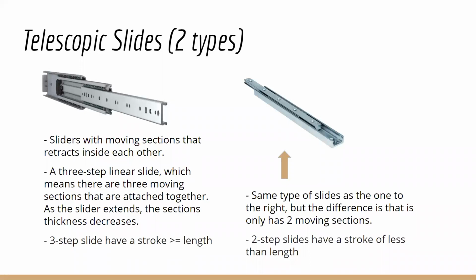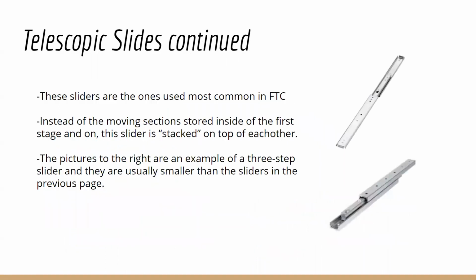Same type of slides as the one to the right, but the difference is that this one only has two moving sections, and two-step sliders have a stroke of less than the actual length. These sliders are the ones used most commonly in FTC.